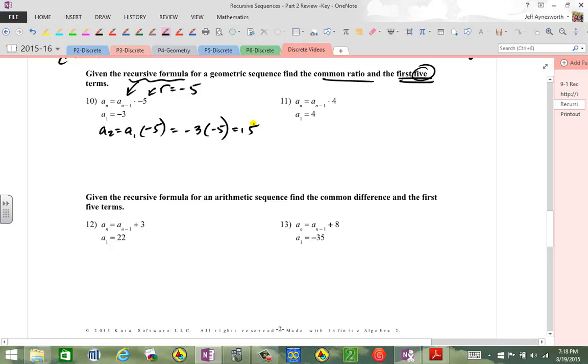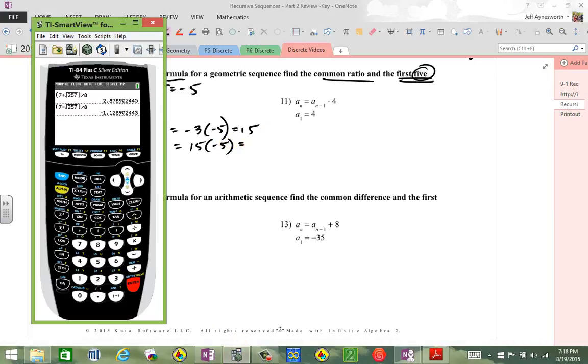Let's get the rest of the terms here. So we have negative 3, and then times negative 5 is obviously 15. A sub 3 equals a2 times negative 5. So you take the previous answer, 15, multiply it by negative 5. You just keep on multiplying by negative 5. So watch this.